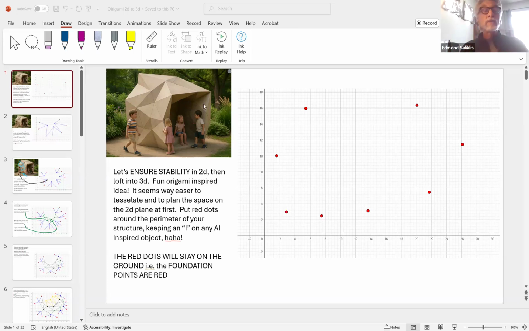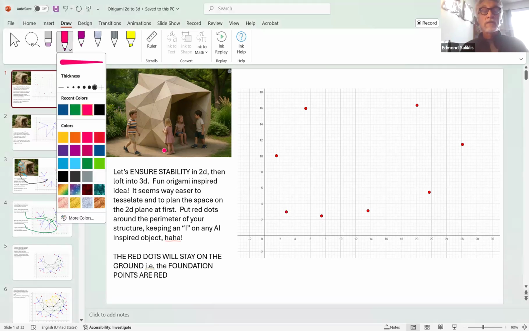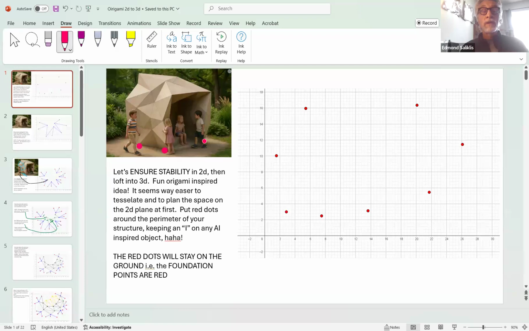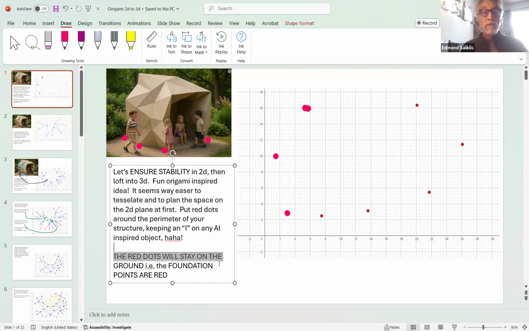Okay, so now what am I doing here? I'm looking at the AI image and I want to sort of recreate it. So I'm starting to think, well, maybe I'll put some dots around the border, and those dots are these red dots here. I'm using red so that I would remember something. Those are going to stay on the ground. The other nodes will be up in the air.